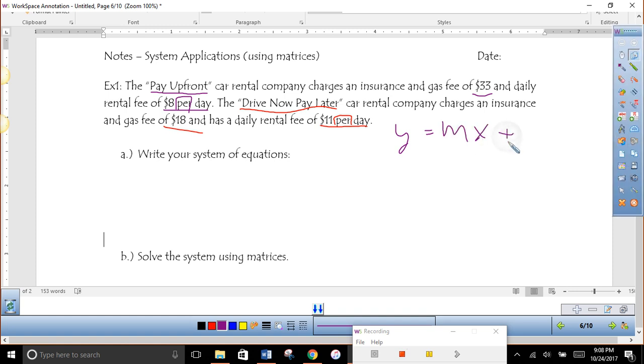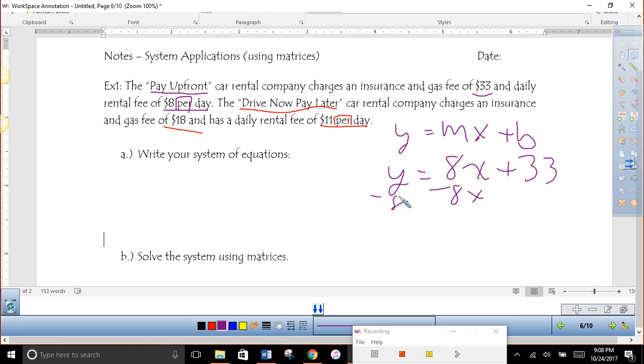Mx plus b. Okay, and for Pay Up Front, my per is 8, and then I have to pay a fee of 33. So I need to get this into standard form so that I can put it into the matrix. So all I have to do is subtract this 8x to the other side, and I want to keep my x and then my y. So I'm going to have negative 8x plus that 1y equals that 33. I know standard form normally you keep your x positive, but it does not matter in this case, which is kind of awesome. Okay, my other one is y equals, my per is 11x plus 18.